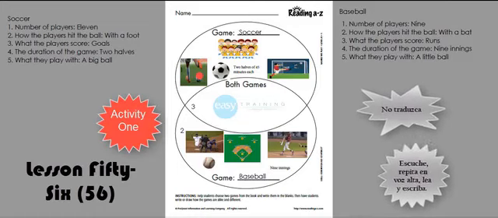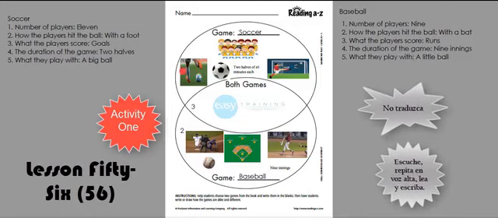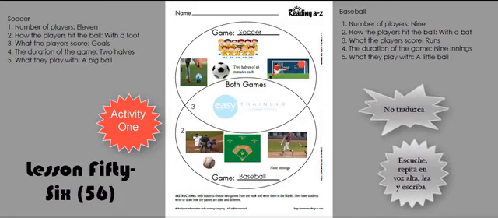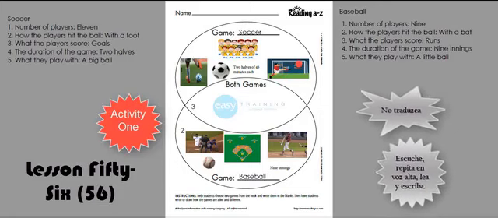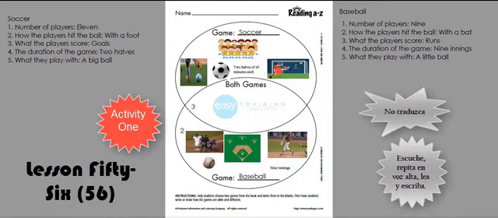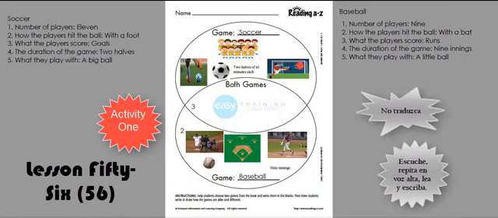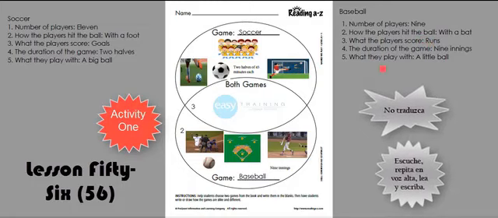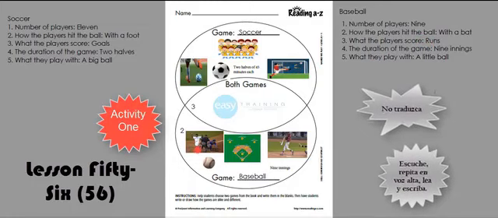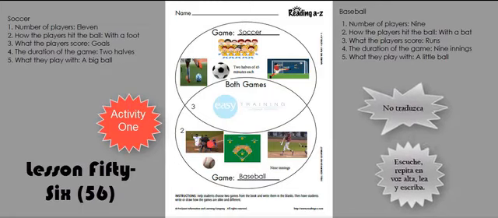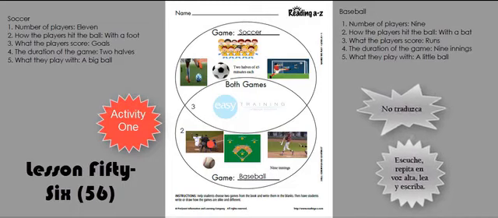Item number 3, what the players score. In soccer, players score goals. Here, golazo. Here is a soccer player scoring a goal. But in baseball players score runs. This seems to be one player scoring a run. Not a home run, a run. Just a run. A plain run.